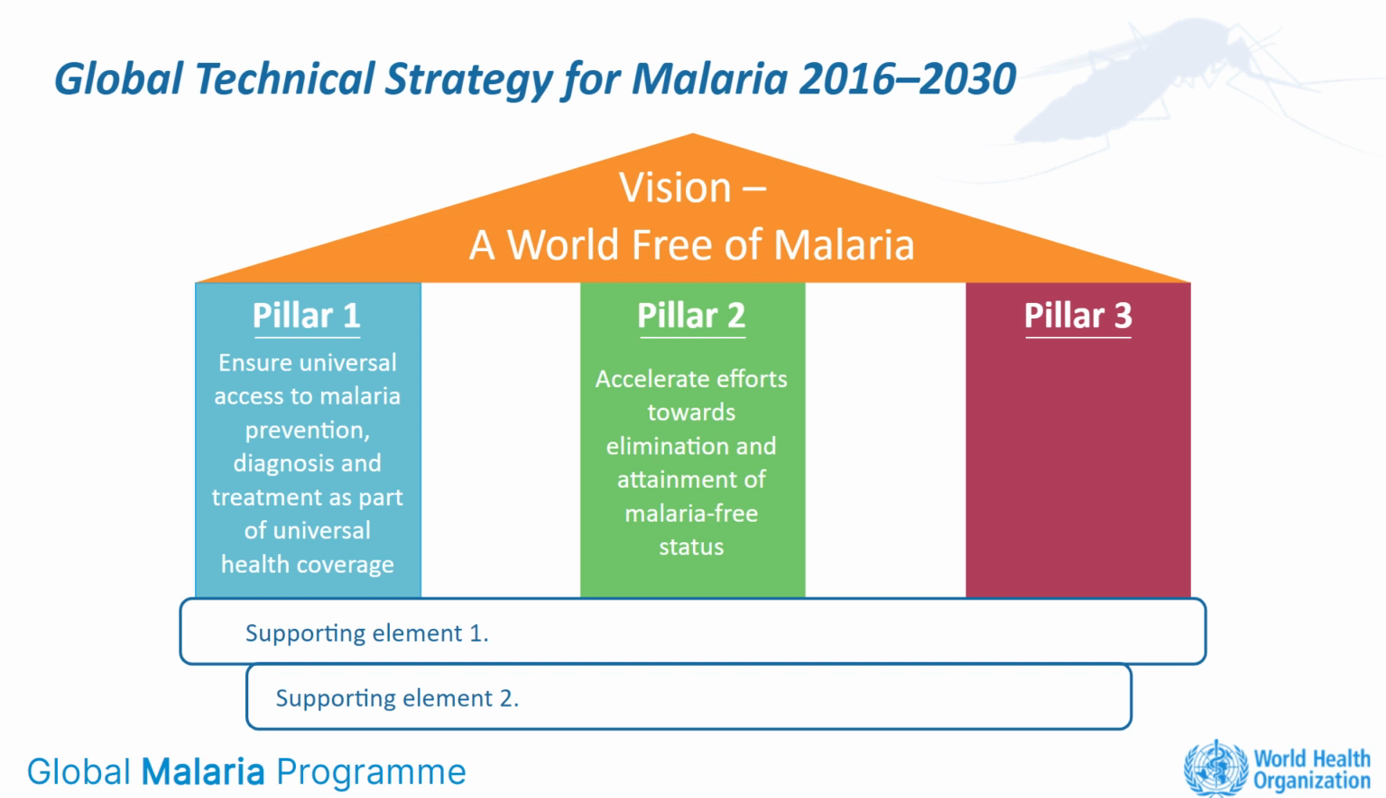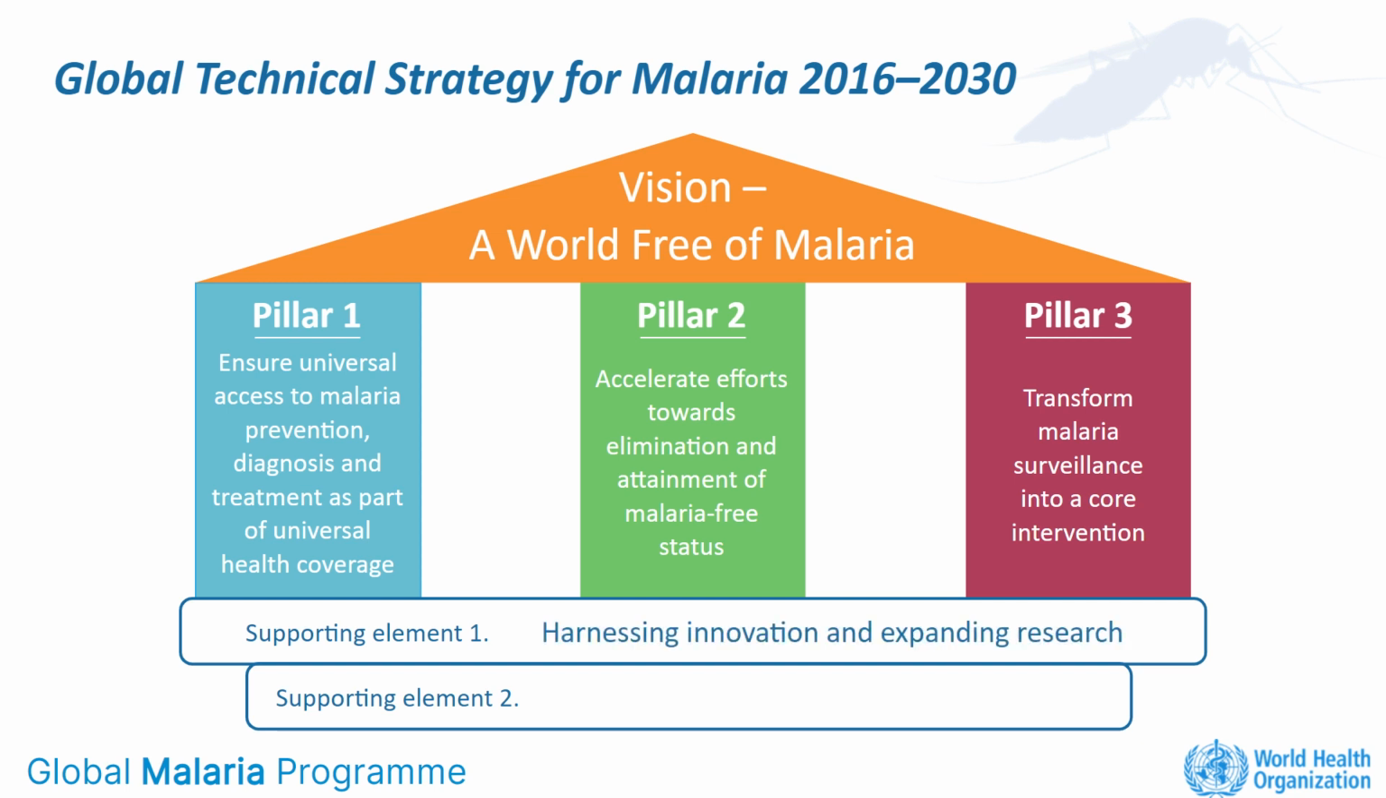Pillar 3. Transform malaria surveillance into a core intervention. Strengthening malaria surveillance is fundamental to program planning and implementation and is a crucial factor for accelerating progress. There are 2 supporting elements in this strategy: harnessing innovation and expanding research and strengthening the enabling environment. Strong political commitment, robust financing, and increased multi-sectoral collaboration are key factors for further progress.